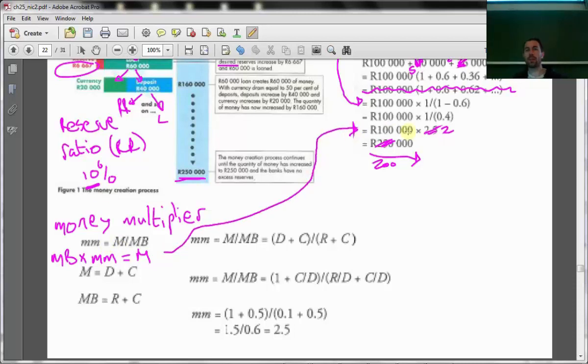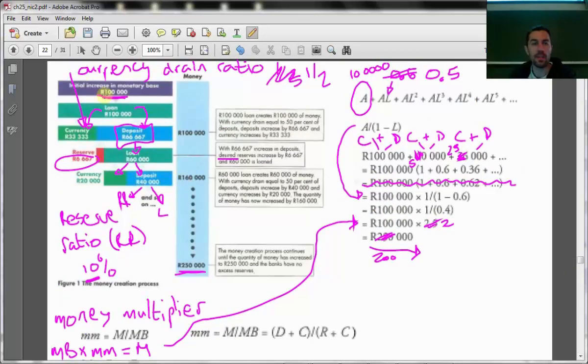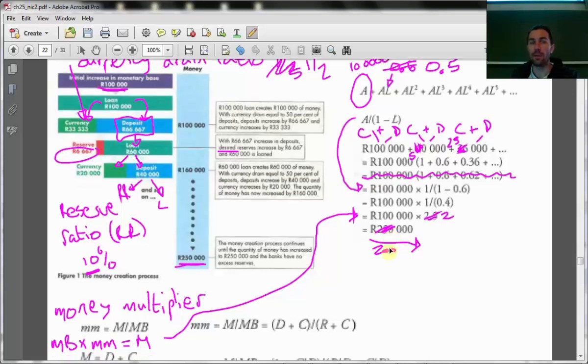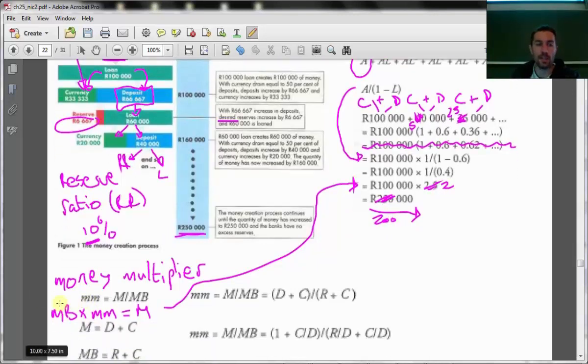Remember, there was an increase in the money base. An increase in the money base times the money multiplier equals the total increase in money supply. Are you happy with that? So that's what this equation is telling us. Take the money base, multiply by the money multiplier, and we have the total money supply. Change in the money base times the money multiplier gives you change in total money supply.